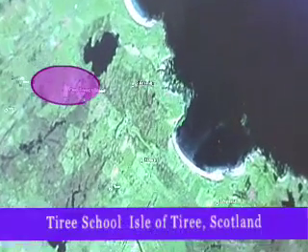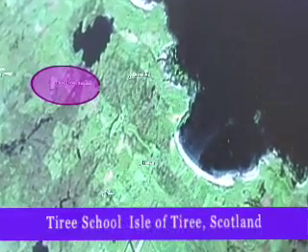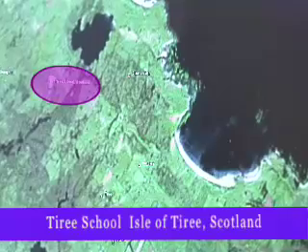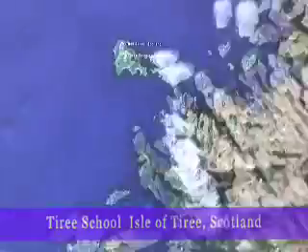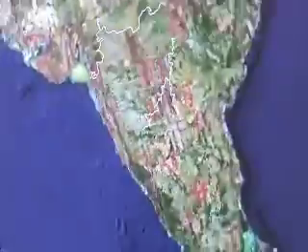And it is possible today for a class in the one and only school on the small Isle of Tiree, the most westerly isle in the Scottish Inner Hebrides, to learn with and from a class at the International School of Kuala Lumpur, Malaysia.